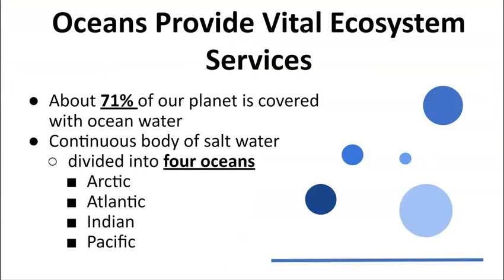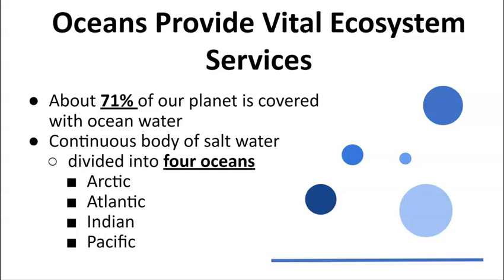Our blue planet is covered by ocean water. About 71% of the planet is covered by ocean water. Now, oceans provide us with vital ecosystem services. And remember that ecosystem services are just things or services that ecosystems provide to us.